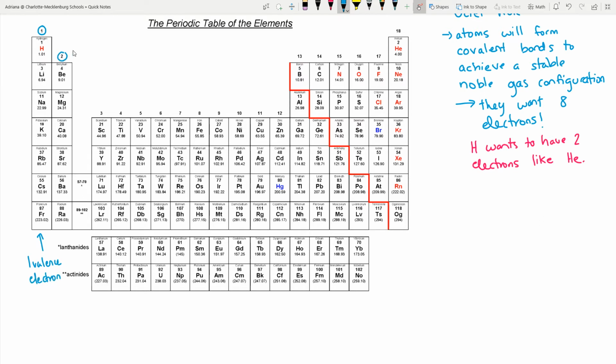If you are in group 2, you have 2 valence electrons. It gets a little different when you get to group 13. So I want to point something out.